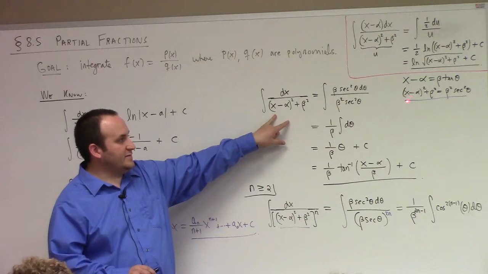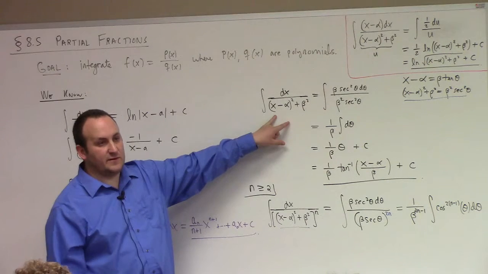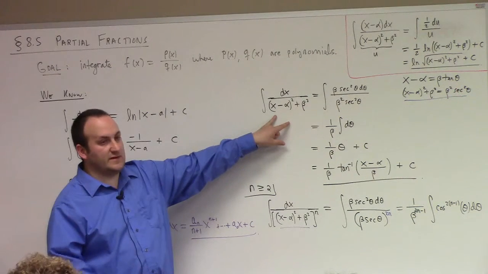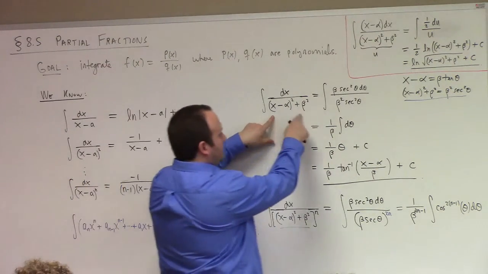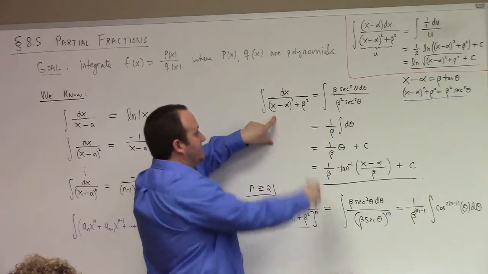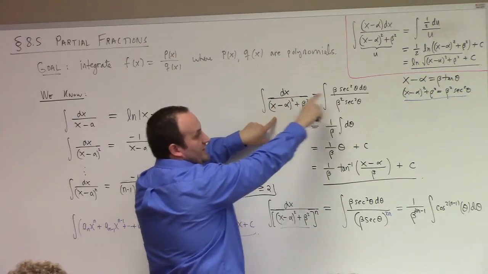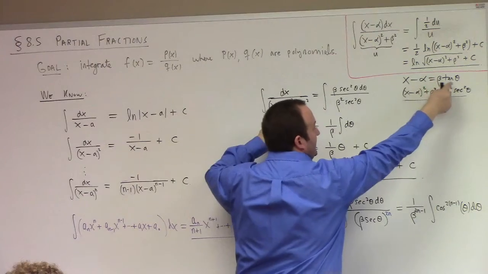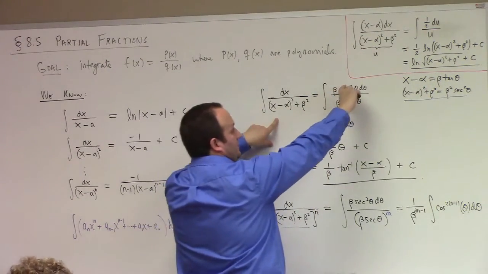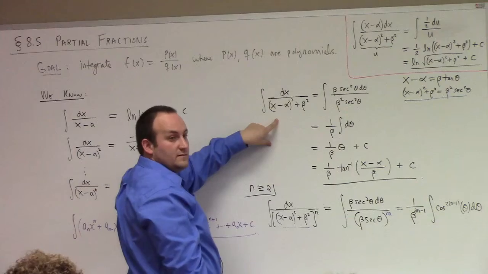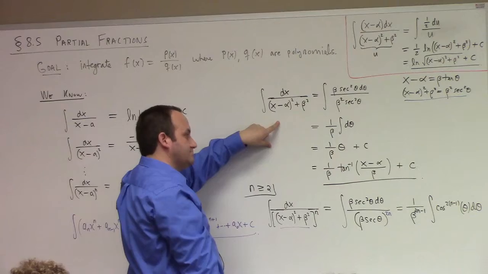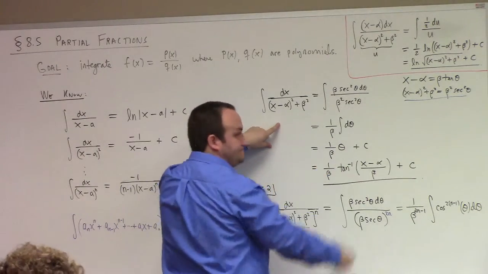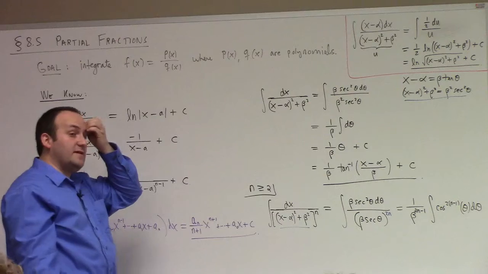Then x minus alpha squared plus beta squared would be like beta squared tangent squared theta plus beta squared. That simplifies to just beta squared secant squared theta. So the denominator becomes just that, right? And then I also have to change the measure, the dx. So when I differentiate this, I get beta secant squared theta d theta, which I put here. Secant squareds cancel. And beta over beta squared is 1 over beta. And then I integrate. And then I undo the substitution, and there you have it. There's the integral.